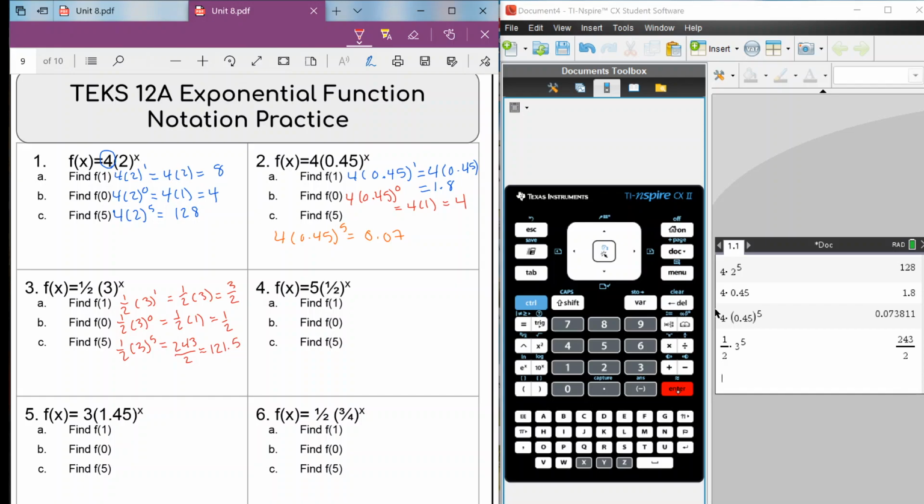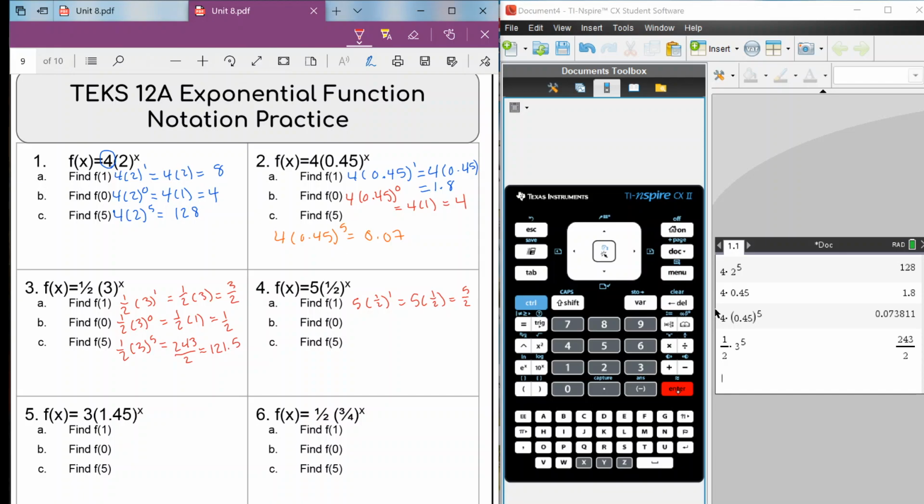Okay, go ahead and work on number 4. You're finding f of 1, f of 0, and f of 5. Okay, this is what you should have got. So we have 5 times 1/2 to the first power, which is 5 times 1/2, which is 5/2, or 5/2 is the same thing as 2.5.